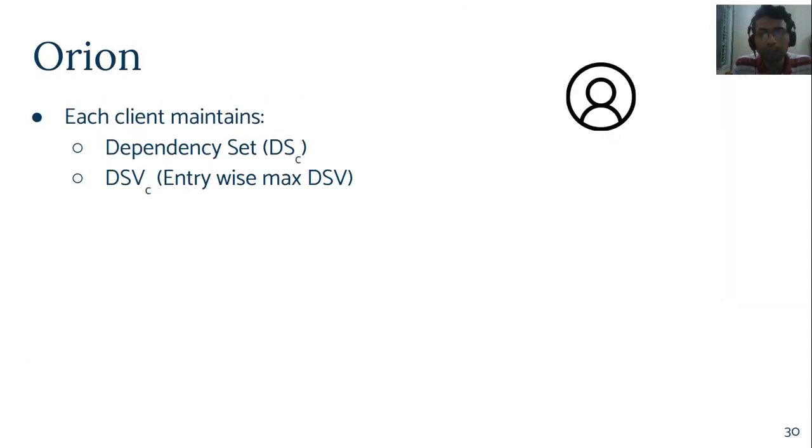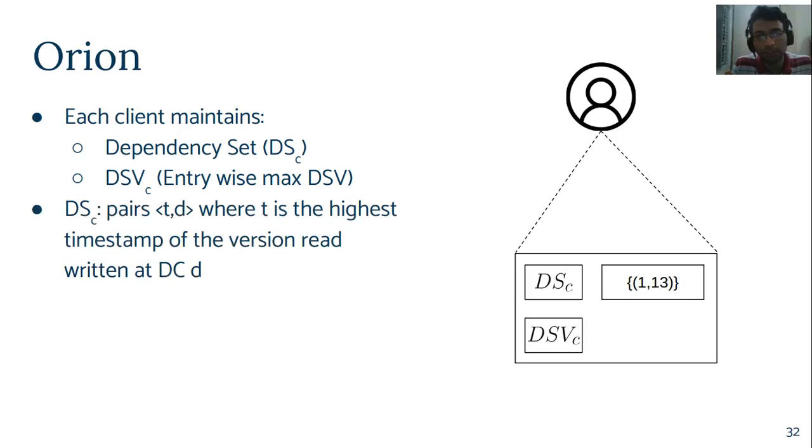So this was what was maintained at the server side. There are two things which are maintained at the client side, which are dependency set and DSVC. This is the same as DSV received from the server, but this time taken maximum element-wise at the client side. So what is the dependency set? It's a set of pairs (t, d), where t is the highest timestamp of the version read, which is originally written at data center D.